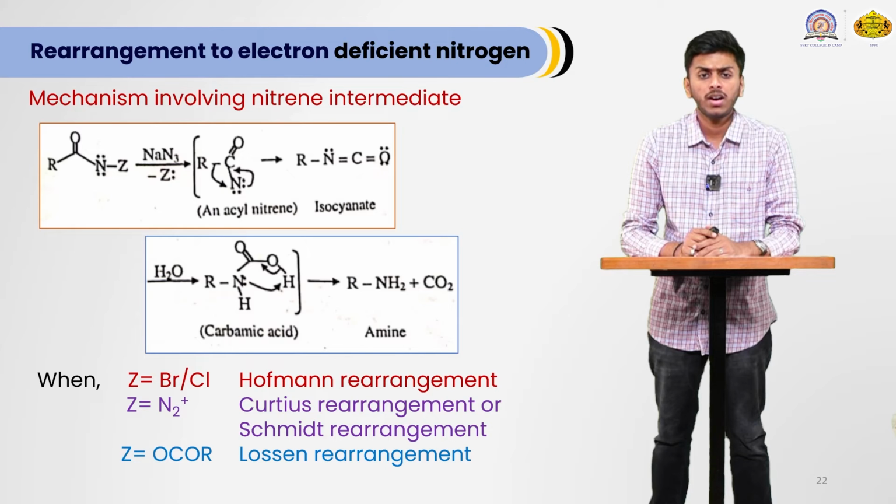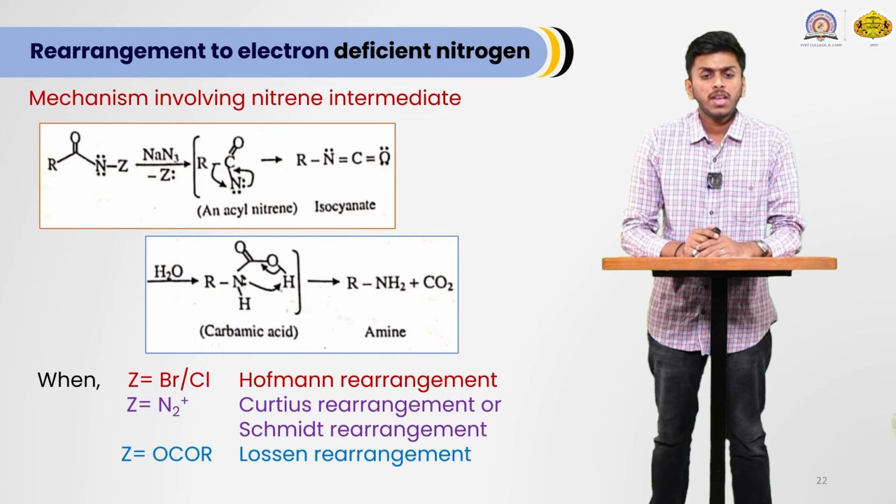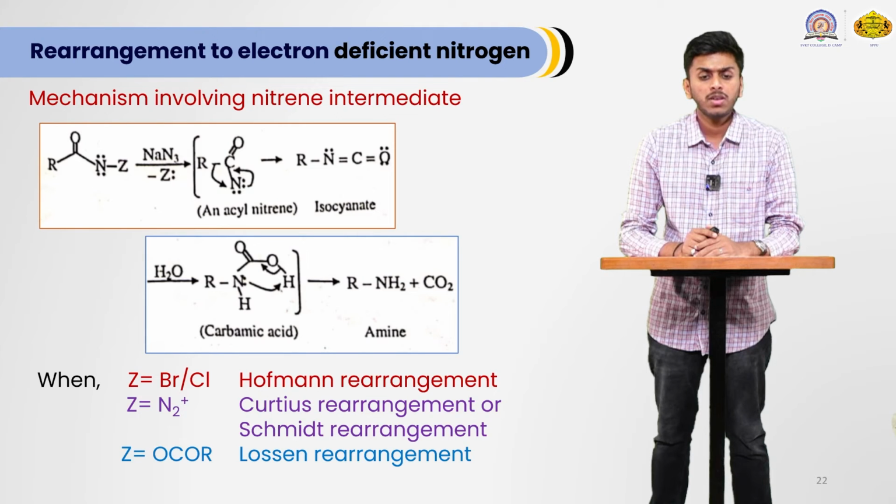Mechanism involving electron deficient nitrogen. The example in this category is the reaction involving a nitrene intermediate. Here is an example as well as the mechanism of a reaction. When Z is bromine or chlorine, it is known as Hofmann rearrangement. When Z is an azide group, it is the Curtius rearrangement or Schmidt rearrangement. And when Z is any type of ester group, it is known as a Lossen rearrangement reaction.